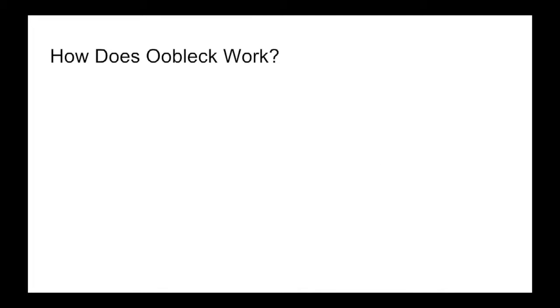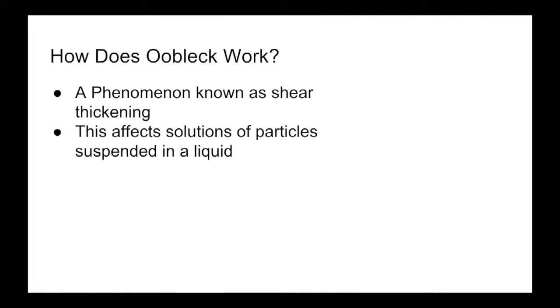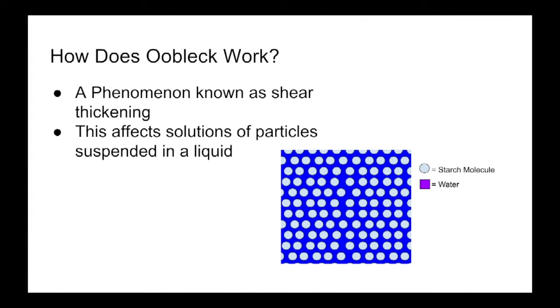First, you have to know how Ooblek works. The reason it gets hard when you apply force to it, as seen here, and soft when you don't apply force to it, is a phenomenon known as shear thickening. This shear thickening affects solutions of particles suspended in a liquid. Now, as you can see here, this is what it looks like. Let me click on this because I'm using Google. I love Google.